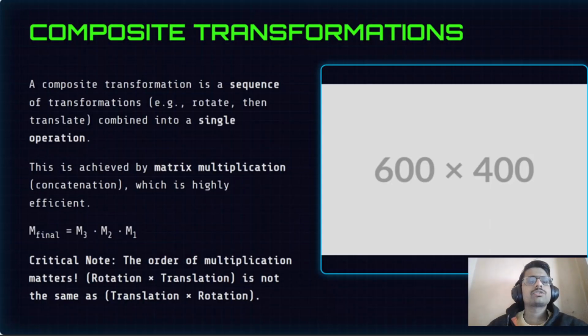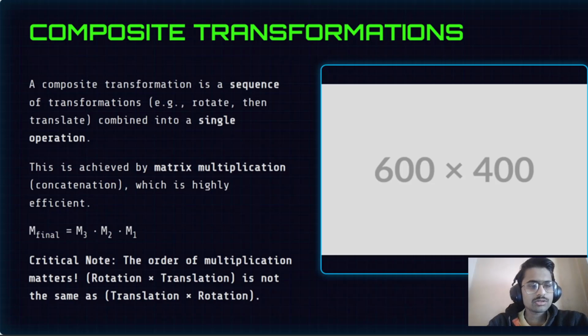Now moving to the next point, composite transformation. Composite transformation is a sequence of transformations, for example rotation and translation combined into a single operation. It means when we perform two or more transformations at a single time in a single operation, it is called composite transformation. This is achieved by matrix multiplication, which is highly efficient.